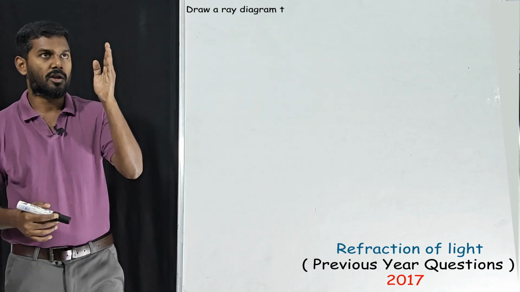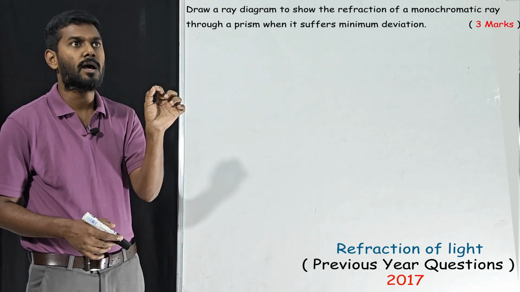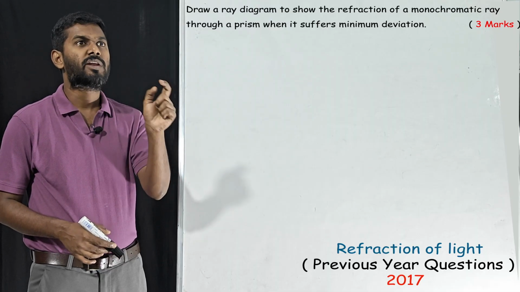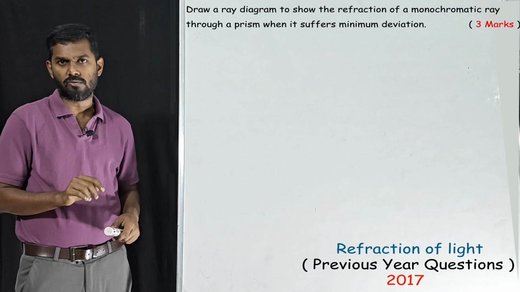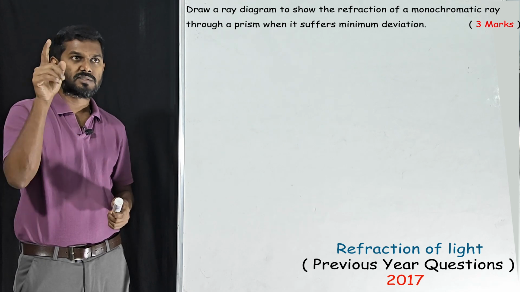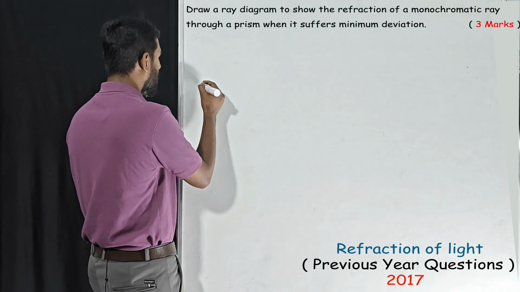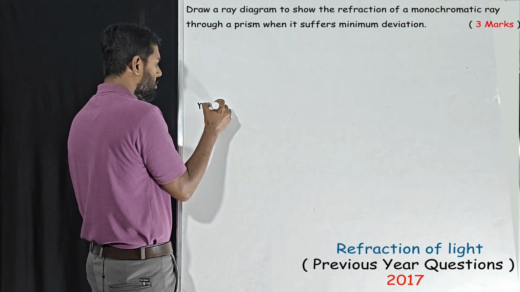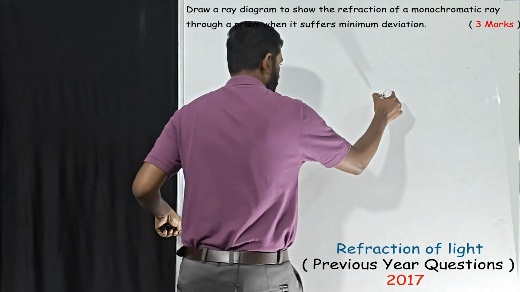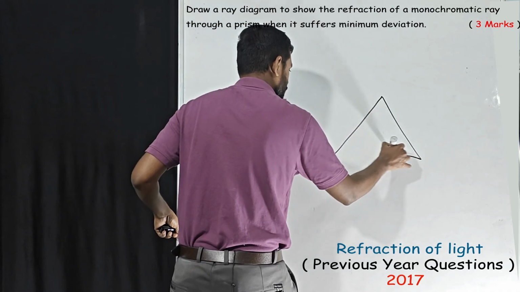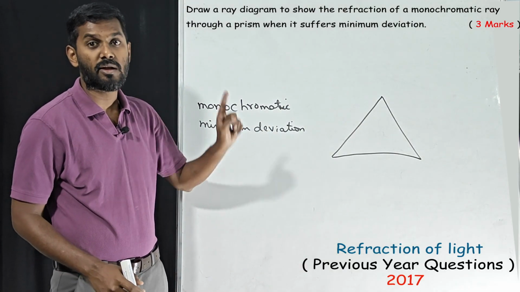Our next question: draw a ray diagram to show the refraction of a monochromatic ray through a prism when it suffers minimum deviation. Here, two keywords are very important. One is monochromatic. The second is suffers minimum deviation. This is very much important. Why these two are important, I'll show you. You have to use a scale and draw, then only you will get complete marks.